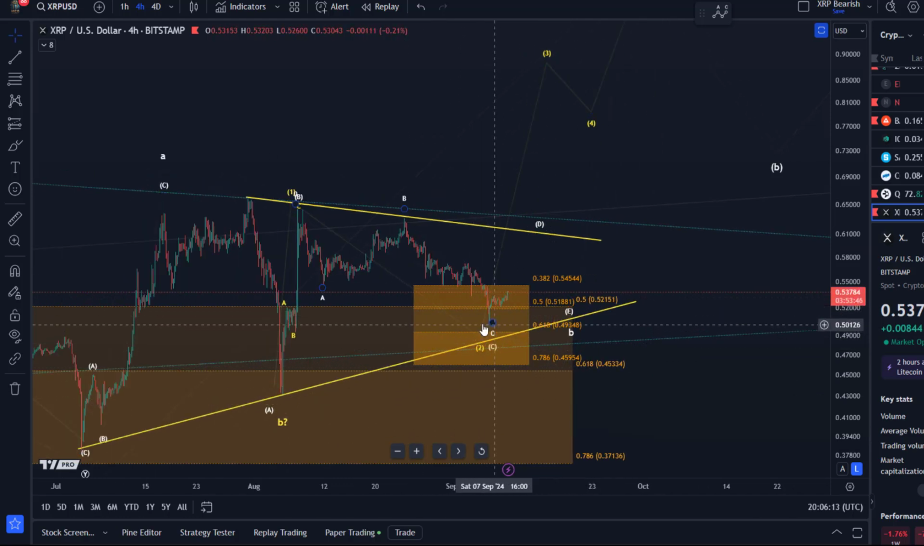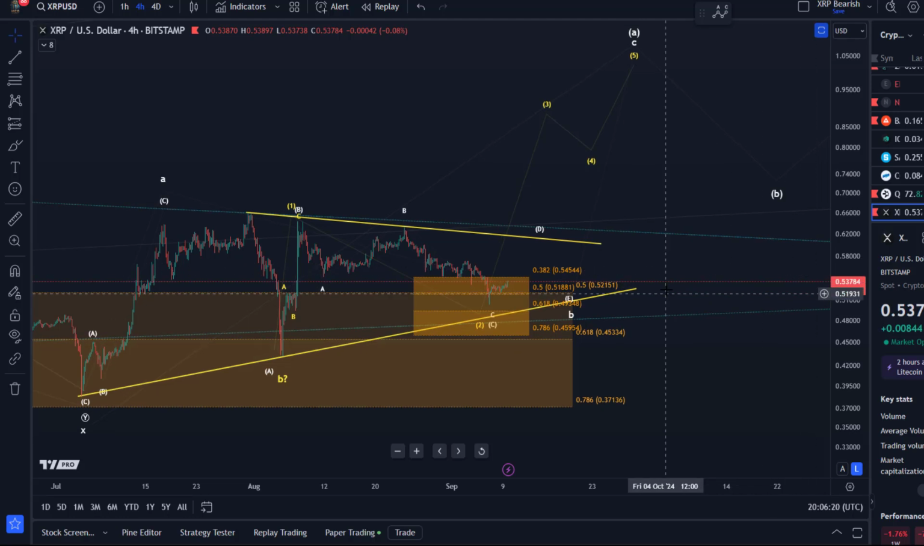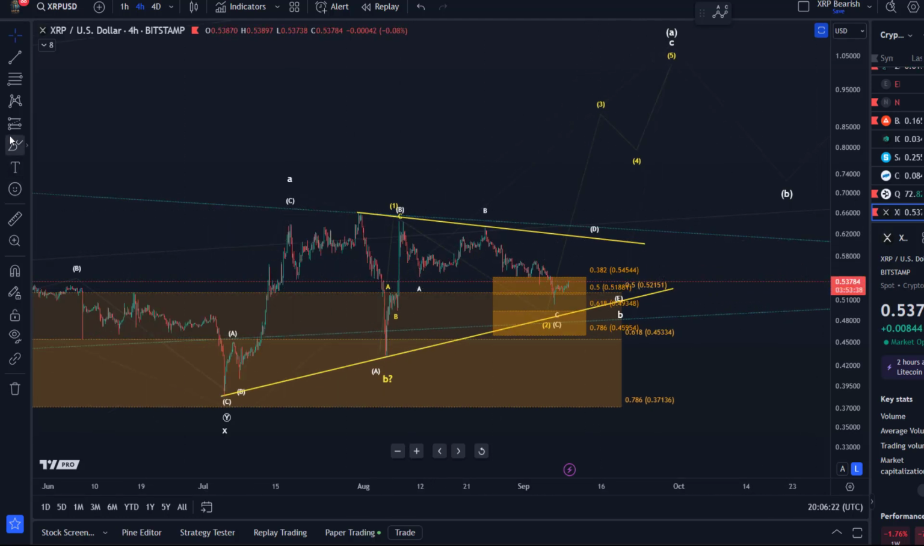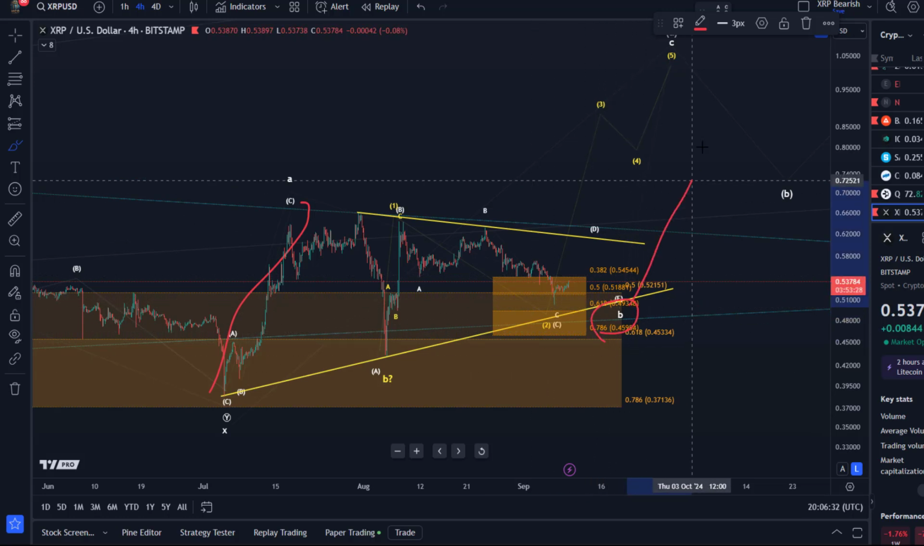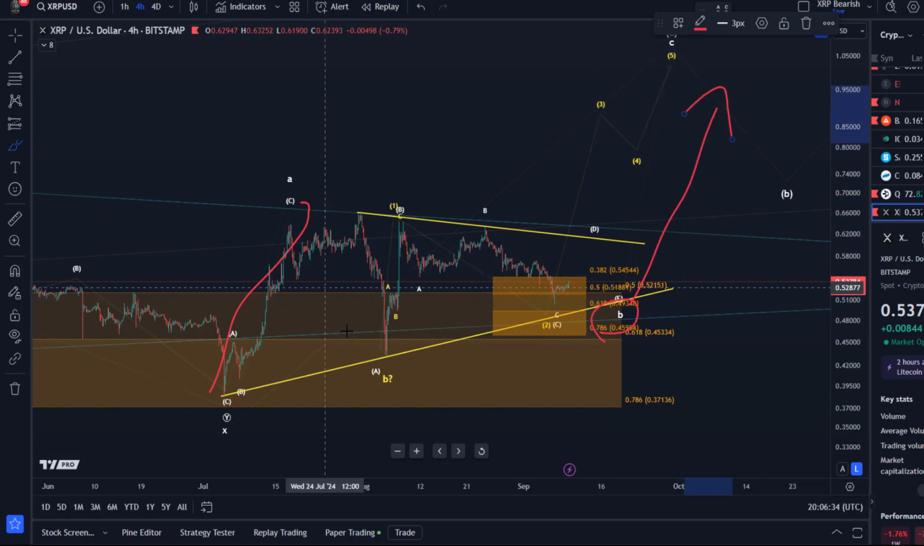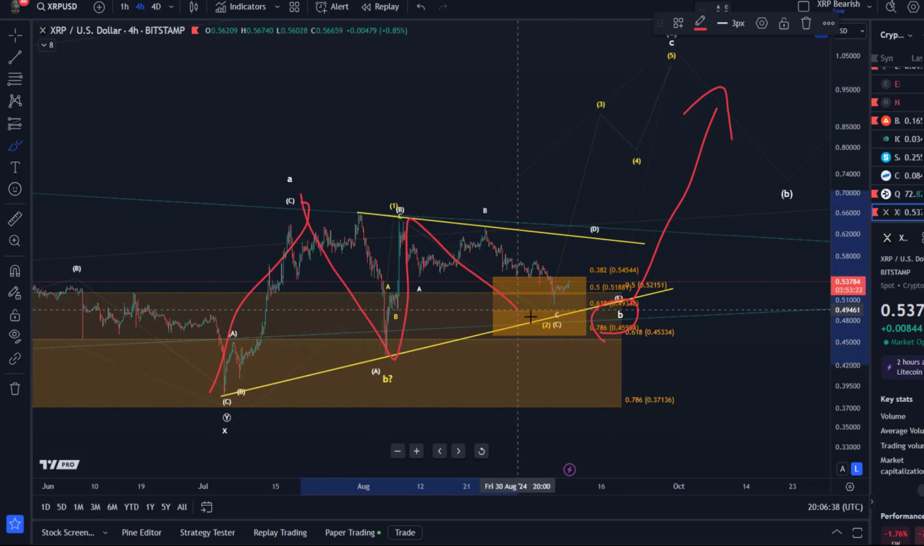The price is in the middle of this support area that we've been tracking. Let me guide you through the two scenarios. The first one is this triangle pattern, which I find very likely. We have an A wave to the upside, and the triangle is the B wave. From there, we can watch for a C wave rally. Within the B wave, we have an A, B, C, D, E structure.